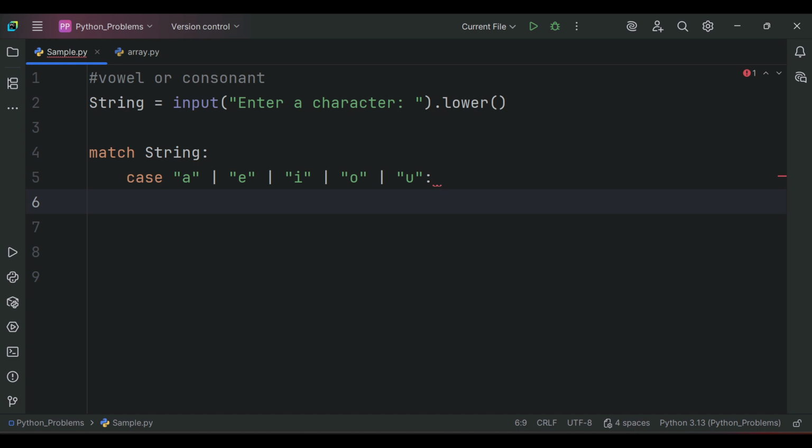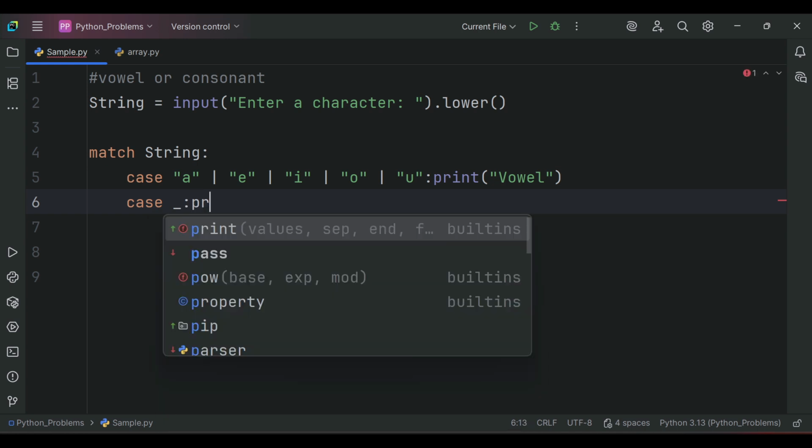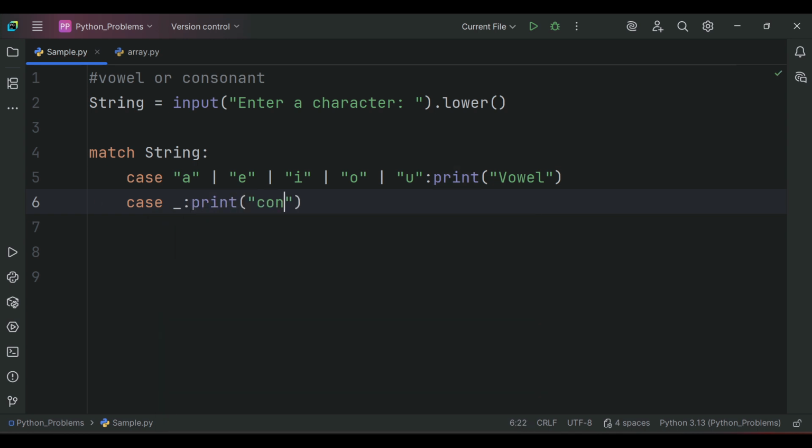In this case, suppose the given character, whatever I am giving, is a vowel, then this case will be executed. Now print vowel. Suppose remaining all cases, it's consonant. Now it's a very simple program. Let's see the output.